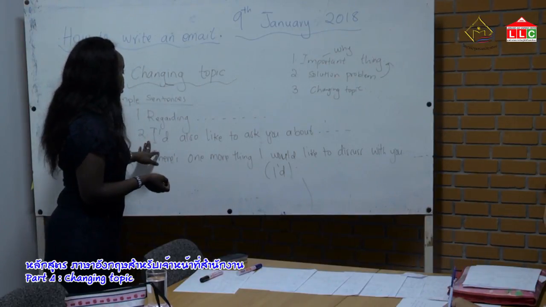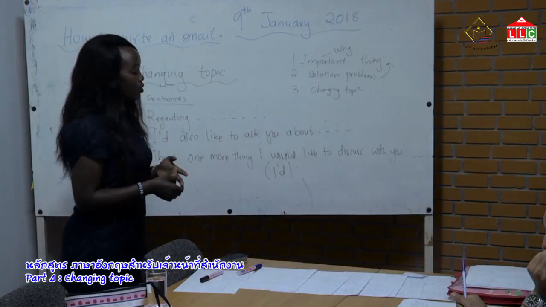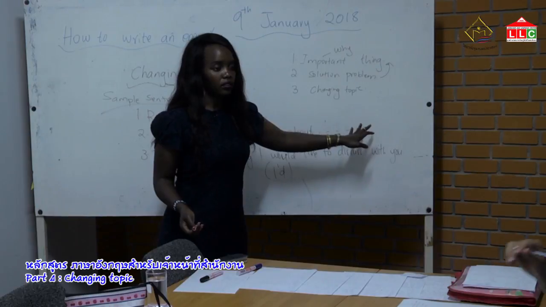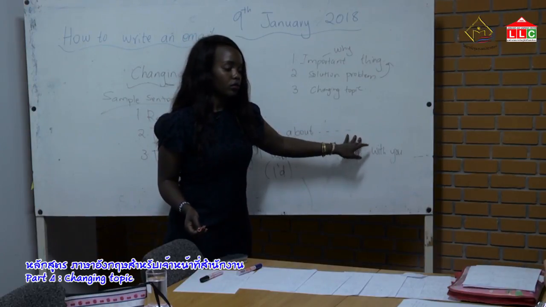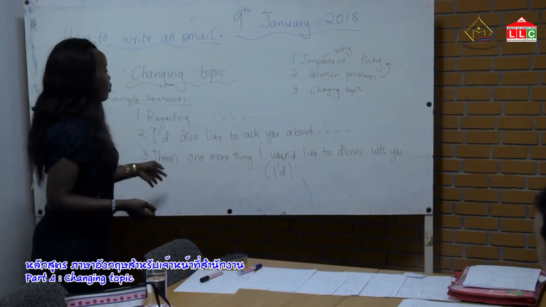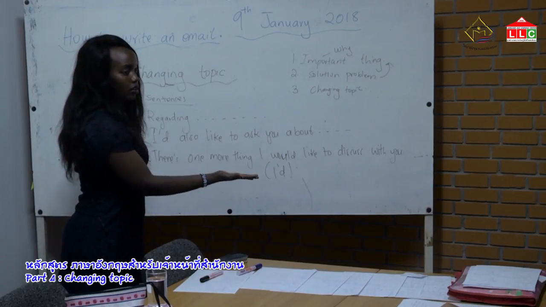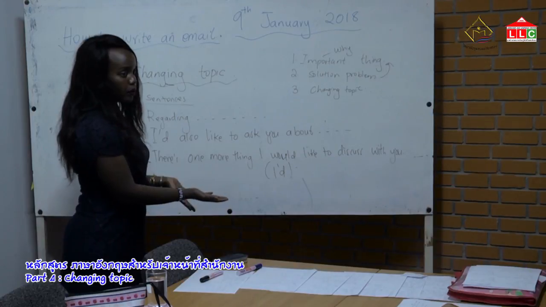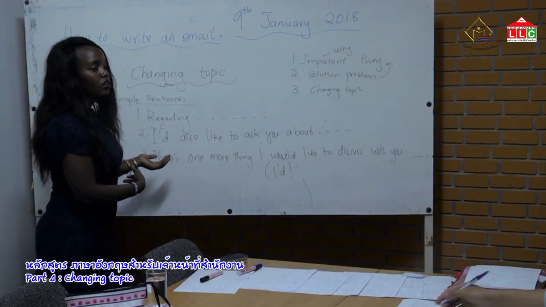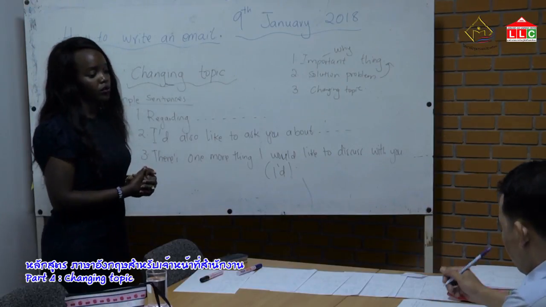Number 2, "I'd also like to ask you about games day or sports day, which is happening on this day." Number 3, "There is one more thing I would like to discuss with you regarding or about sports day." I would like to discuss with you about parents meeting, or about whatever you want to discuss with them.